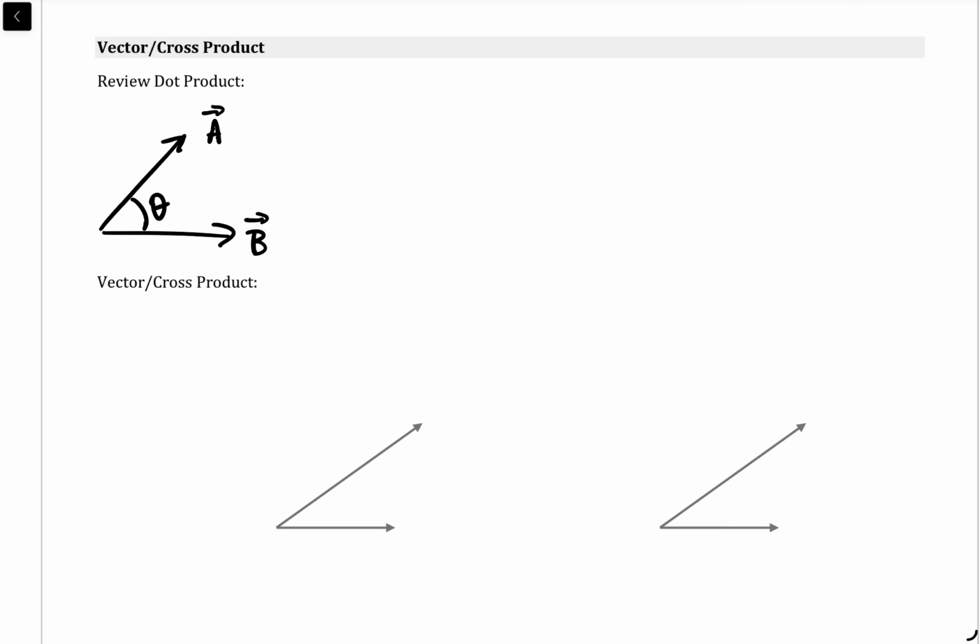So I have two vectors here. I've got vector A and B. I've got angle theta between them. And if I do the dot product, I've got A dot B, and that is equal to AB cos theta. And remember that this is a scalar, right? So this is not a vector. So when we do the dot product, we're producing a scalar.